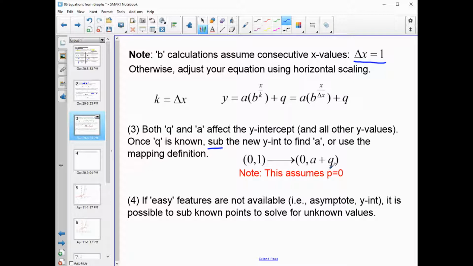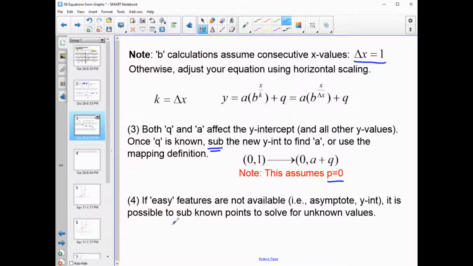I'll try to illustrate this for you, but really I generally prefer for you to do something a little bit more honest, which is just to sub the point in. And note that we are here assuming p equals 0. Once again, we're not working with any horizontal shifts. We're going to assume that it has not shifted to the left or right.